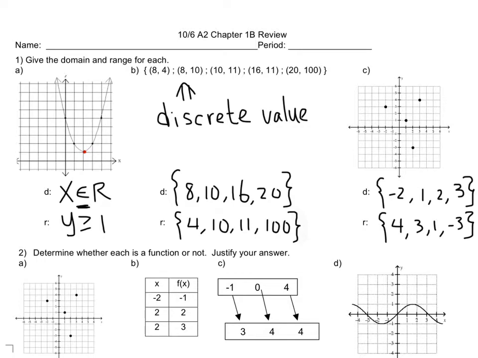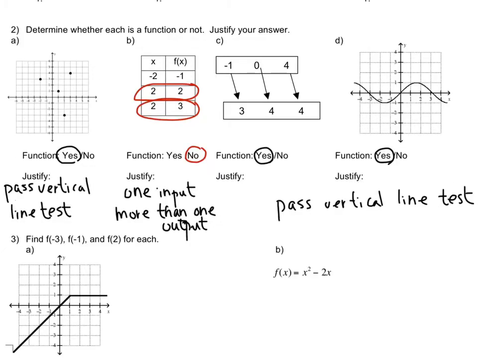So what would be the domain? What would be the input? So identifying your x values on these points. So we have -2, 1, 2, 3. That's the input. How about the range, the output? We have 4, 3, 1, -3. So be sure to tell the difference between letter BC to letter A. BC are given.